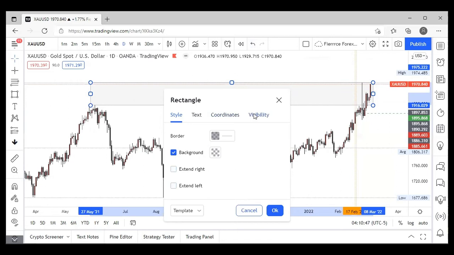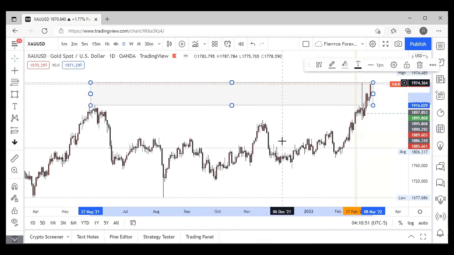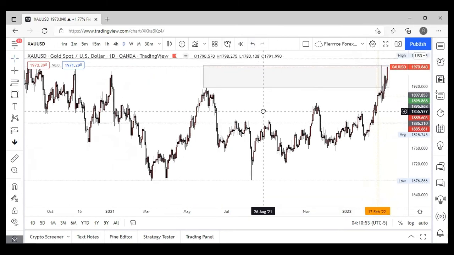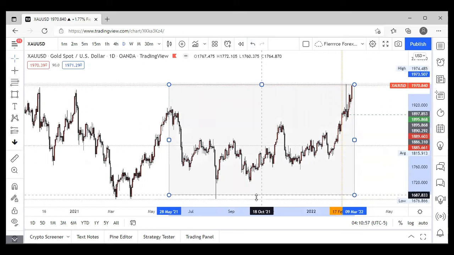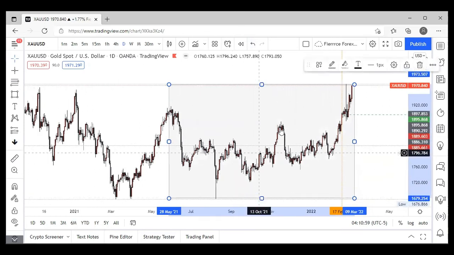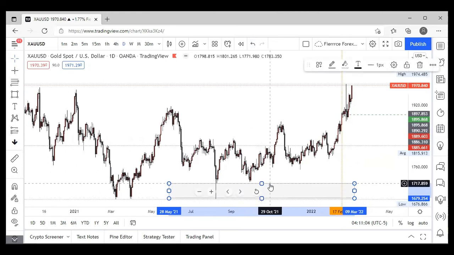Okay. Visibility, you don't need this now. So that's basically how you can place or customize the rectangle tool. And the rectangle tool is for when you just want to highlight a certain area in the chart and you want to focus on that. So that's what you probably use it for, key areas.